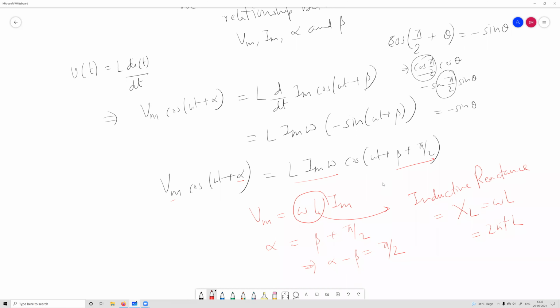Second thing, we can find that alpha minus beta is pi by 2, or alpha equals beta plus pi by 2. So what does that mean? Voltage leads current by pi by 2. Absolutely. In a purely inductive circuit, the voltage will lead the current by a phase of pi by 2. Now what is meant by that?